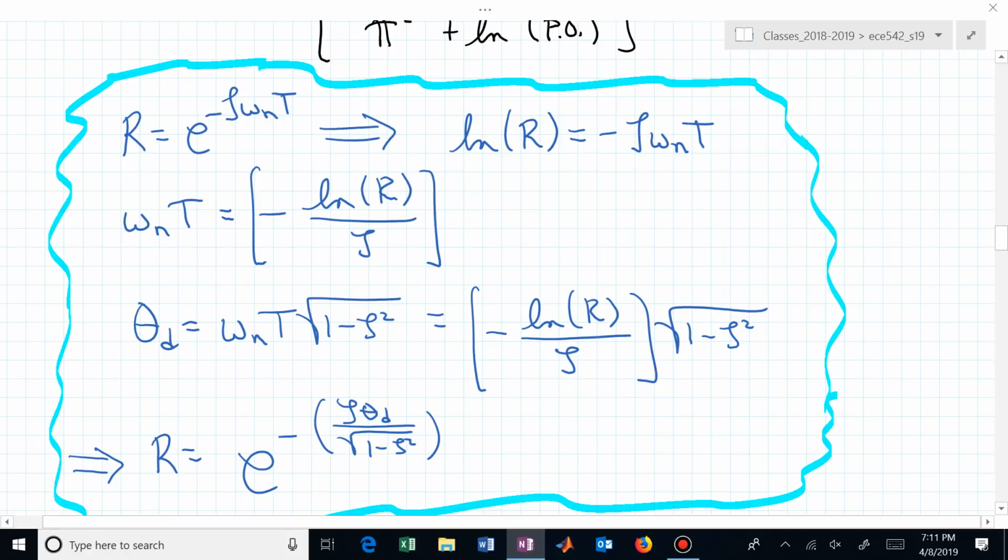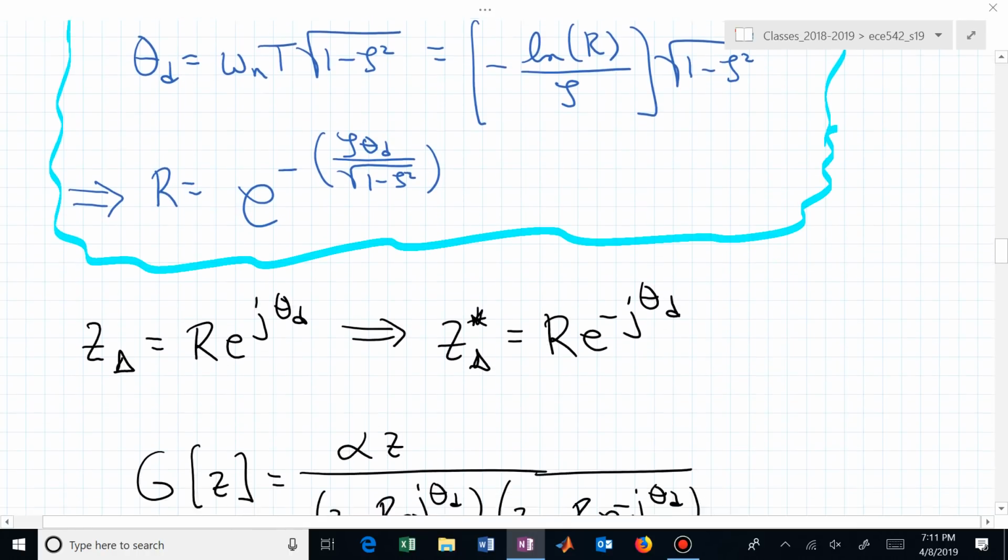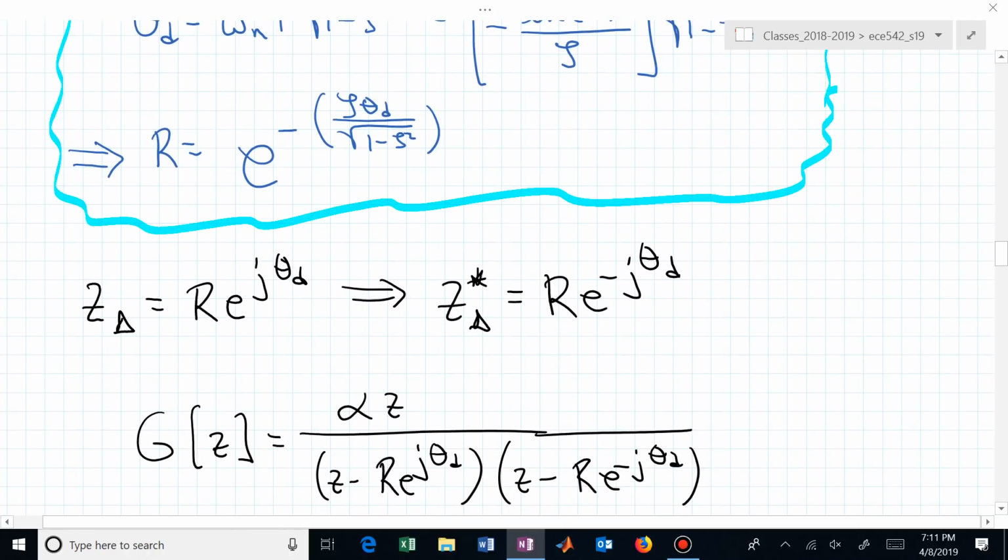You really have these three shapes, hearts, circles, and wedges, that you are playing with or looking at their intersection. But once you have R and theta sub d, you now have this transfer function G of z. And that could come from settling time, percent overshoot, or peak time.